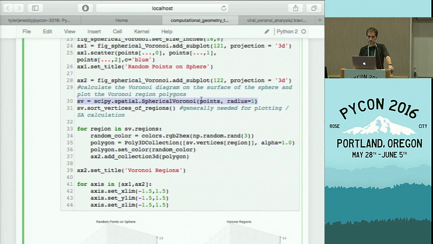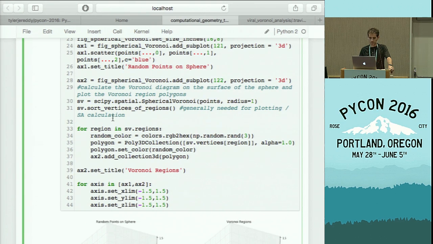So you just feed in your data points. These are the random points on the sphere in this case, and also feed in the radius of your sphere. So again, you need a perfect sphere. If you don't have a perfect sphere, you'll have problems. So you have to somehow have a way to project your data to a perfect sphere.